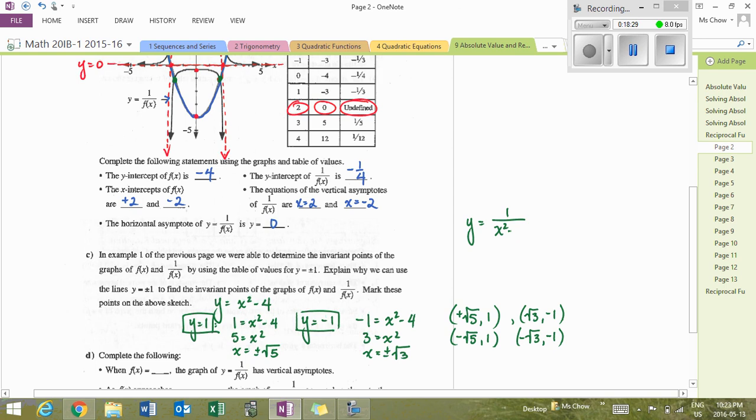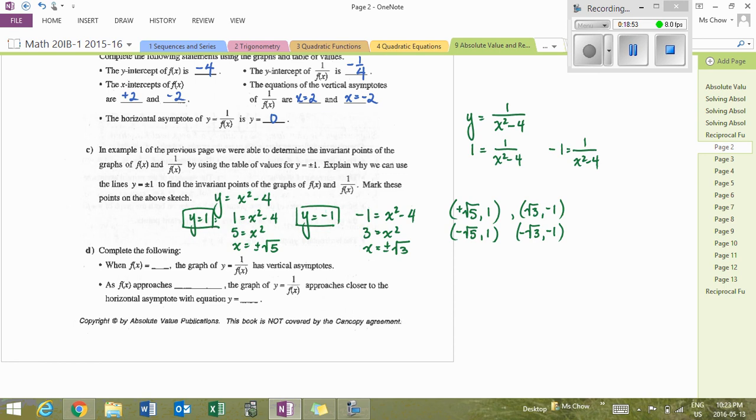x squared minus 4, in which case you're solving when y is equal to 1, so you're solving 1 equals 1 over x squared minus 4, as well as, of course, -1 is equal to 1 over x squared minus 4. But the original function is obviously a lot easier to use.